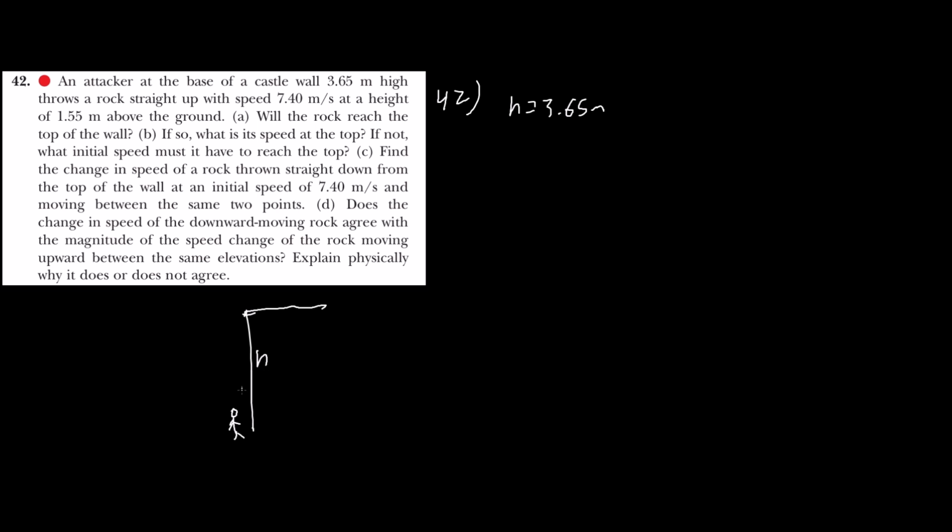He throws a rock straight upward with the speed of 7.4, or in this case, I'm going to call it some initial velocity, meters per second, at a height of 1.55 meters above the ground. So I'll call this capital H, and I'll call this little h, which is 1.55 meters. And will the rock reach the top of the wall?